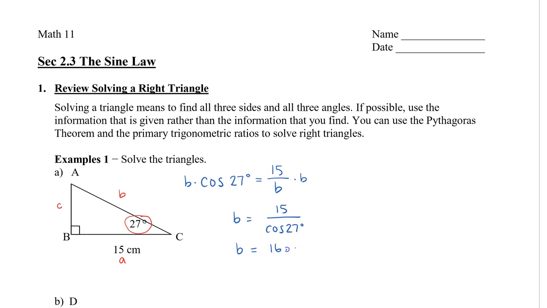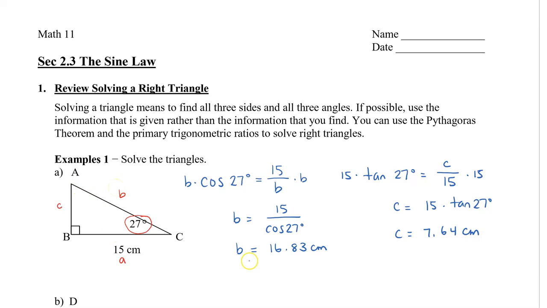So b is equal to 16.83 centimeters. You're going to divide 15 by cos 27, and make sure that your calculator is in degree mode. Now that I know that b is 16.83, I can also find c. The angle here is 27, the opposite is c, and the adjacent is 15. So we're going to use the tan function. Tan 27 degrees is equal to the opposite, c, divided by the adjacent, 15. Multiplying 15 on both sides, c equals 15 times tan 27 degrees, so c equals 7.64 centimeters.